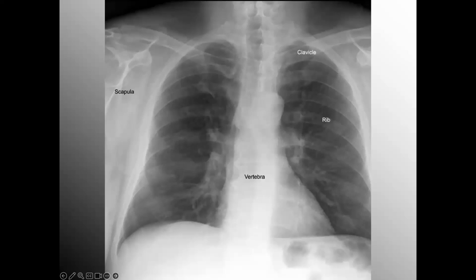Most rib breaks, just a little clinical nugget, take place just anterior to the angle. This is where most of the stress and strain take place when you've got crush injury of the chest. You don't see a lot of rib breaks here. You see some displacements on occasion. But this is a relatively normal chest X-ray.